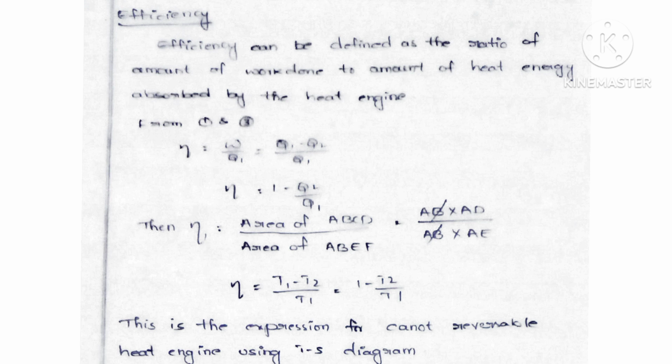Efficiency can be defined as the ratio of the amount of work done to the amount of heat energy absorbed by the heat engine. From equations 1 and 2, eta is equal to W by Q1, that is equal to Q1 minus Q2 by Q1. Eta is equal to 1 minus Q2 by Q1.